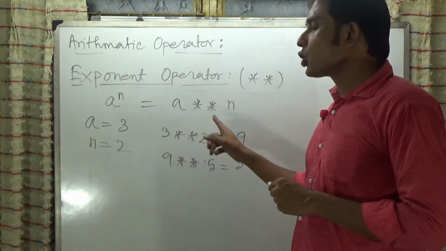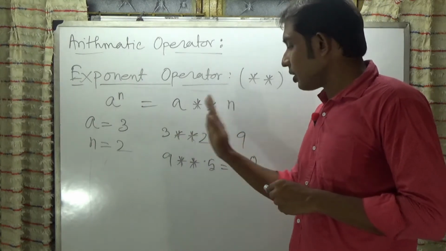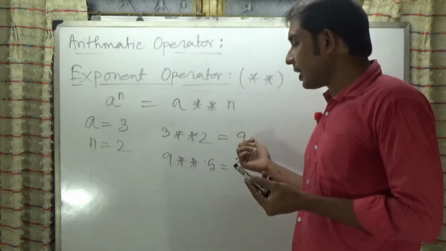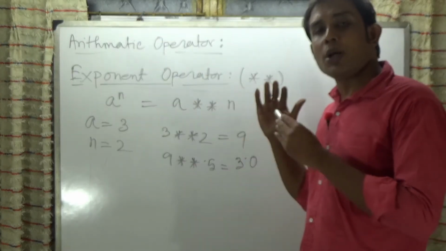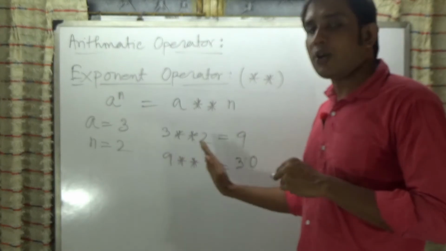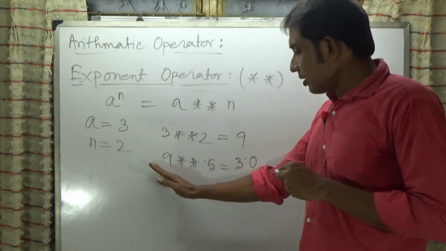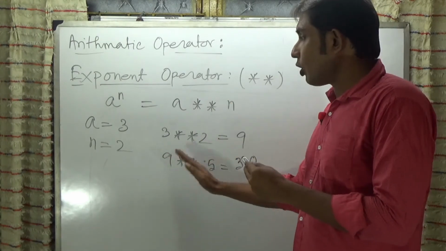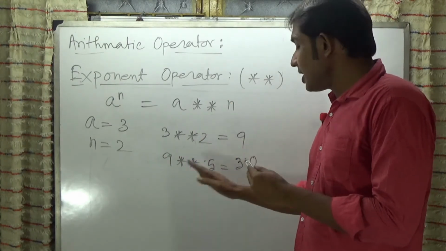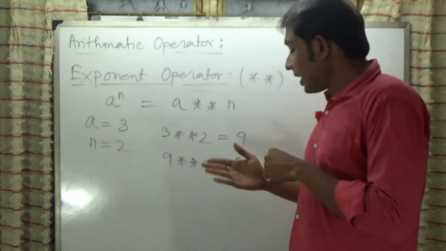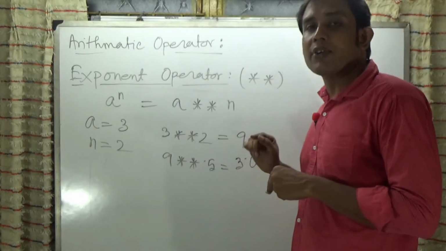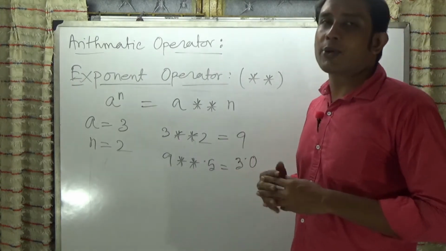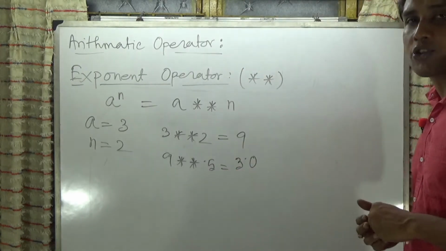So if both sides of the exponent operator are integer data type, then the output is generated as an integer, and if the value or data on any one side of the exponent operator is float type, then the result is always generated as float type. So in this way the exponent operator works.